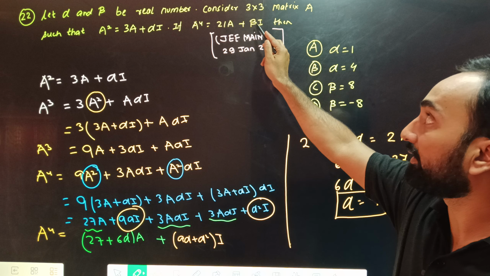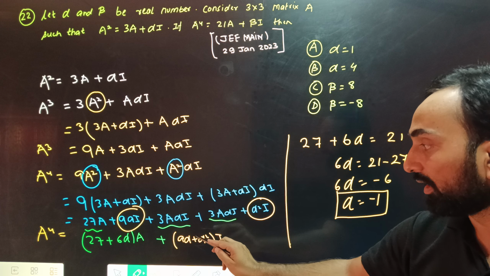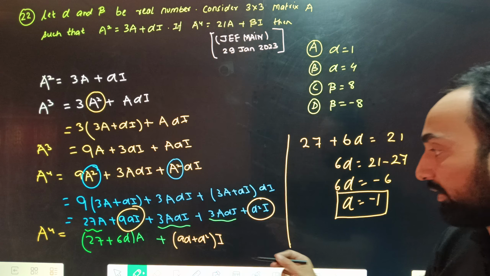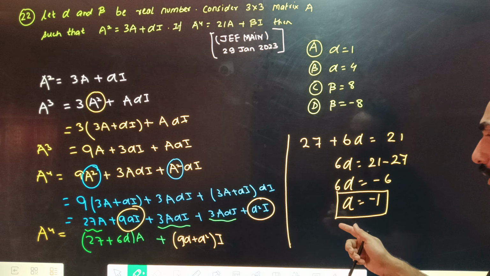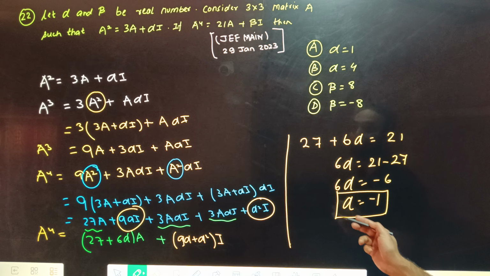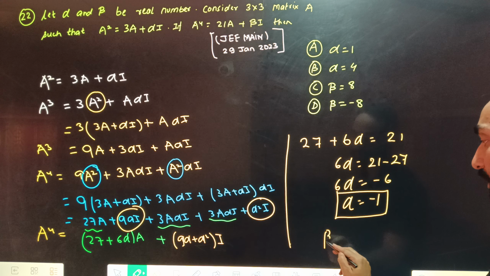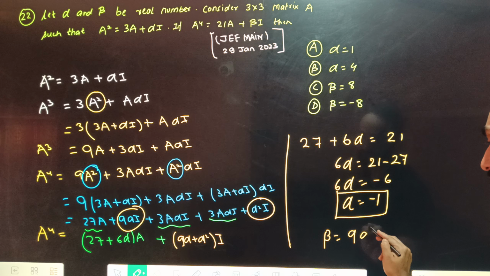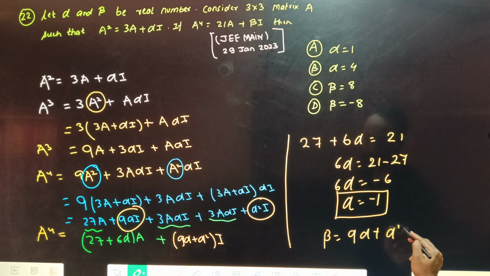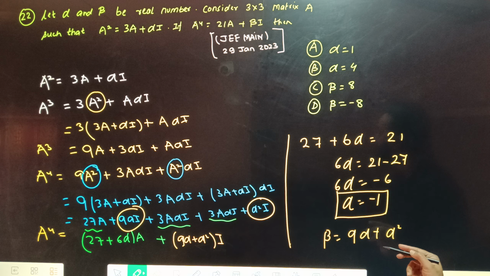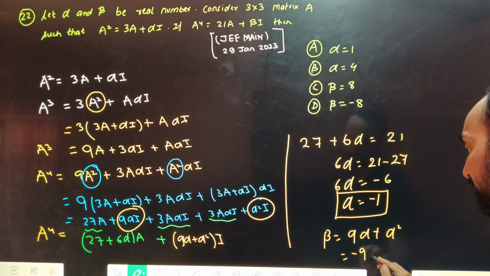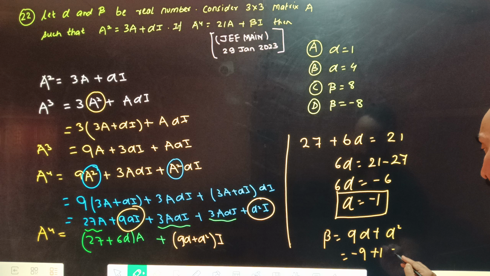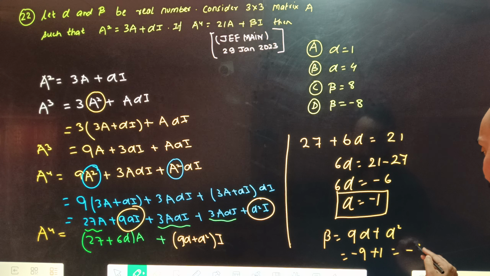Also we will compare the I term: here it is beta I, but here we are getting 9 alpha plus alpha square. So we know the value of alpha, so we will put beta is equal to 9 alpha plus alpha square. Alpha square is, alpha is minus 1, squared is 1, and 9 alpha is minus 9. So minus 9 and plus 1, so we will get the value of beta as minus 8.